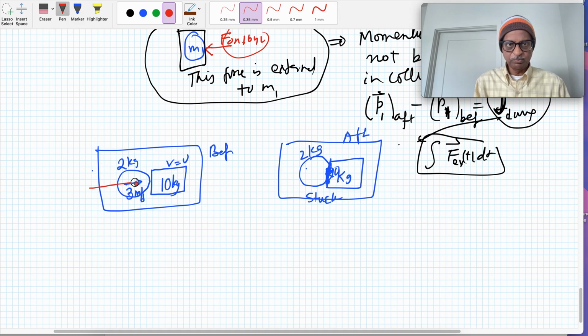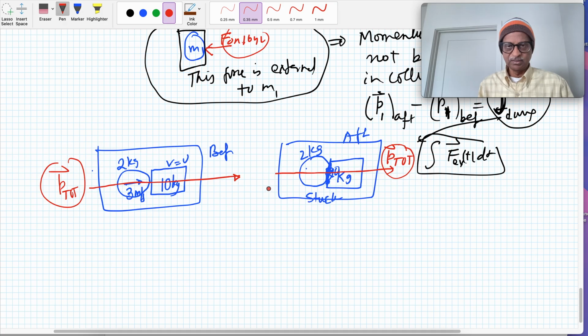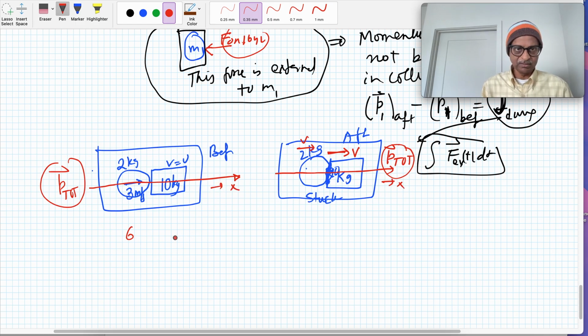Because the net momentum is in that direction, P total here will be in the same direction as that. So P total after has to be equal to P total before, and it's a vector in the same direction. So we just take this guy's velocity in that direction as v. Both of them go together, and this will also be v. If this is the x-axis, then this is also going to be the x-axis.